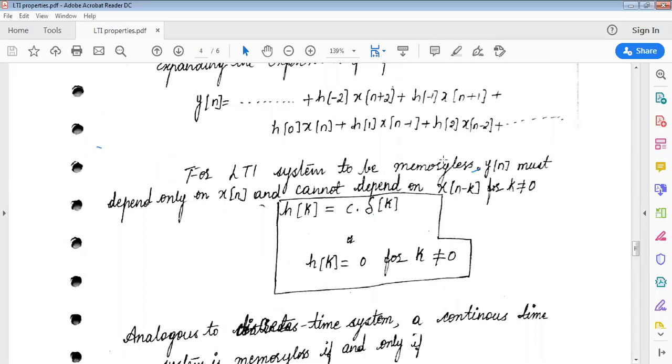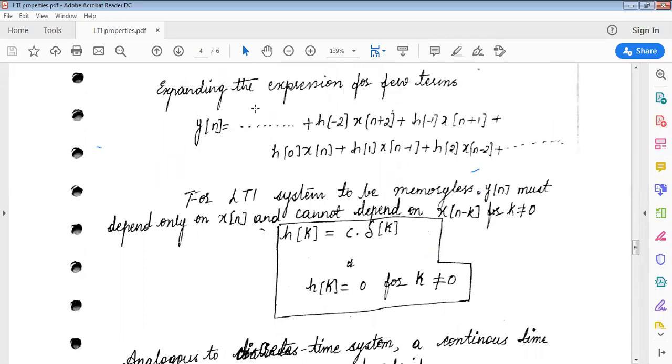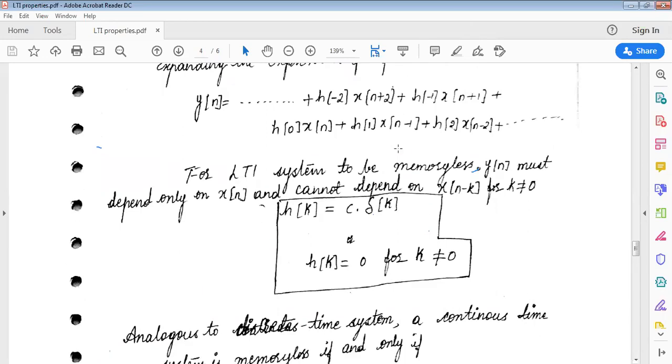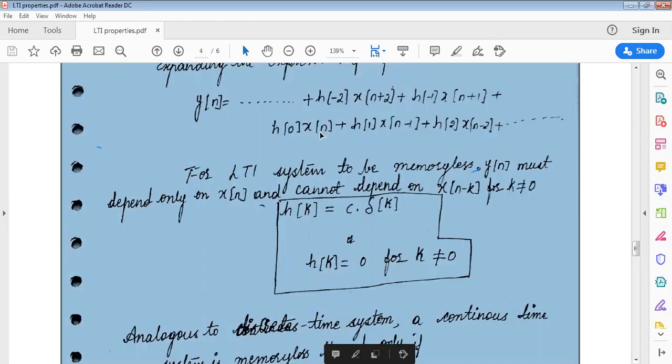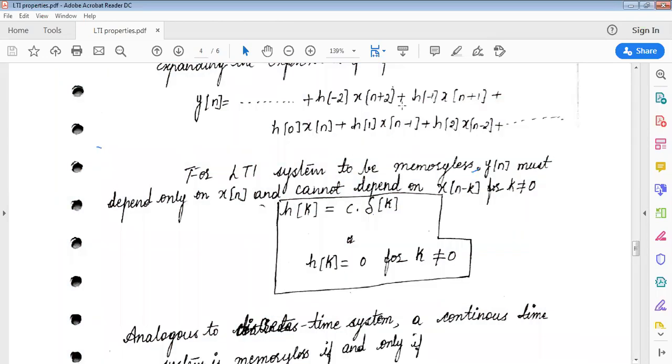But if you see your convolution expression, this is your convolution expression, right? So when you see it, you can see that your output is depending upon the present value of the input, that is x of n. It is also depending upon the future values of the input, x of n plus 1, x of n plus 2, x of n plus 3 and so on. And it also depends upon the past values of the input, x of n minus 1, x of n minus 2, and so on.